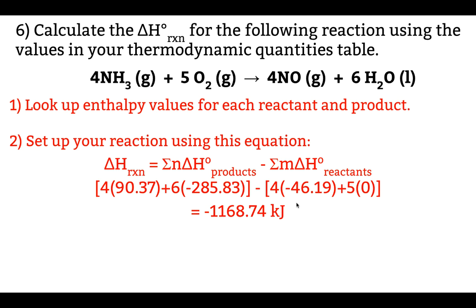So what I ended up with was negative 1,168.74 kilojoules. This is going to be a negative heat value, which means that this is an exothermic reaction. So as this happens, heat is given off.